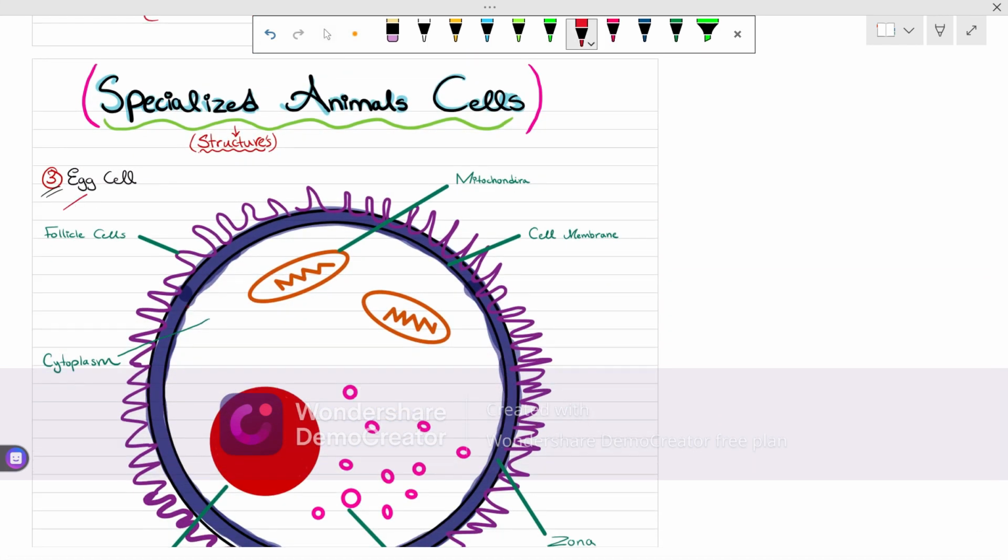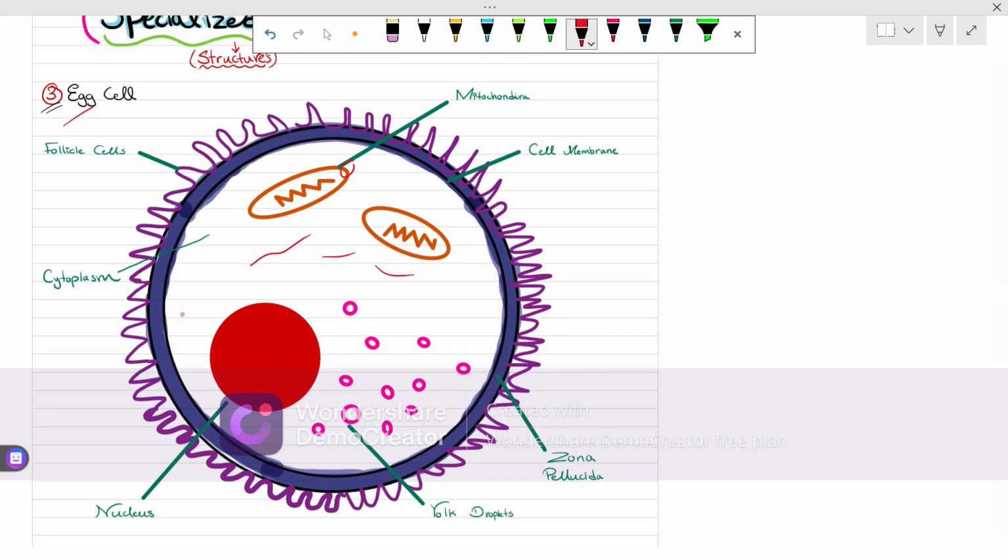Third is the egg cell. Egg cell or ovum. It contains mitochondria. It contains a lot of cytoplasm for fertilization and nutrients for the embryo. It contains follicle cells, nucleus, yolk droplets, and zona pellucida.